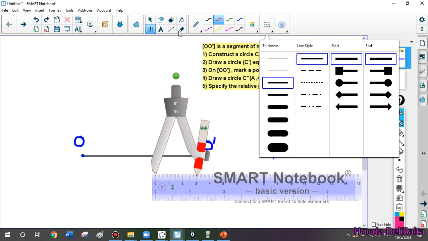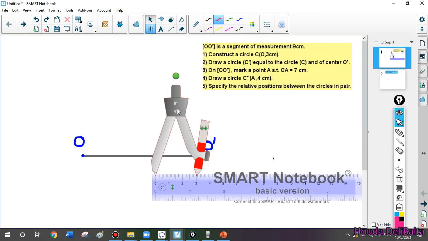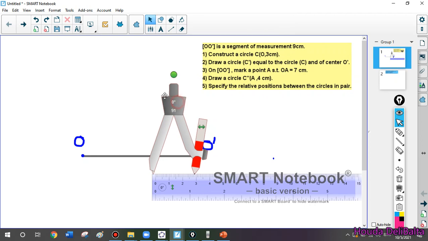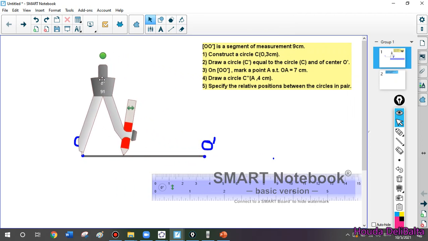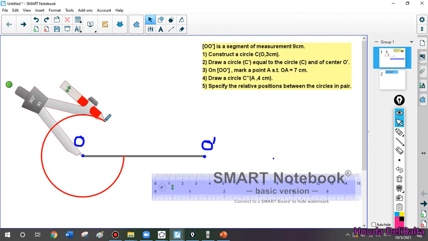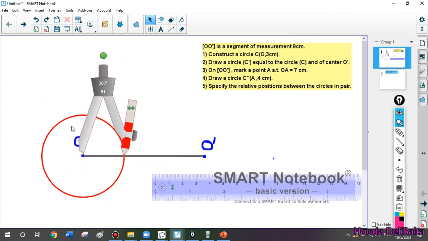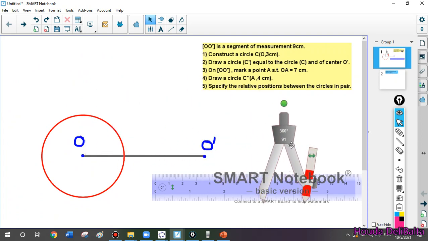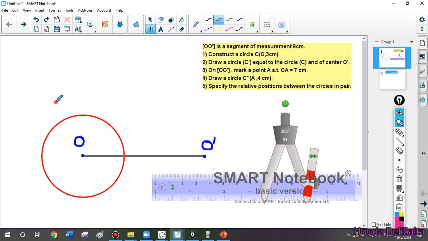Okay, now we put the needle of the compass at the center O, and then we draw the first circle that's called C of center O and radius 3. So I'm going to use the pen again. This is the circle C of center O and radius equals 3 centimeters.